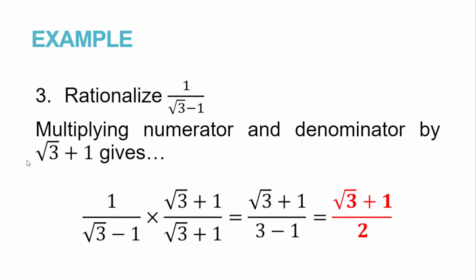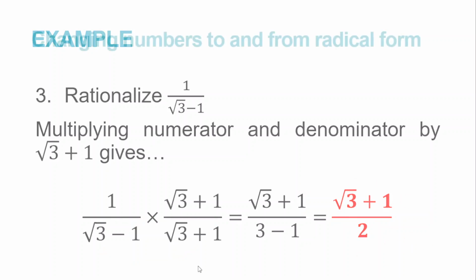Okay, so we can use our trick. Square root of 3 times square root of 3, that will give you 3. Negative 1 times positive 1, that will give you negative 1. And 3 minus 1, that will give you 2. So, since we can't really simplify this one, that's the final answer.